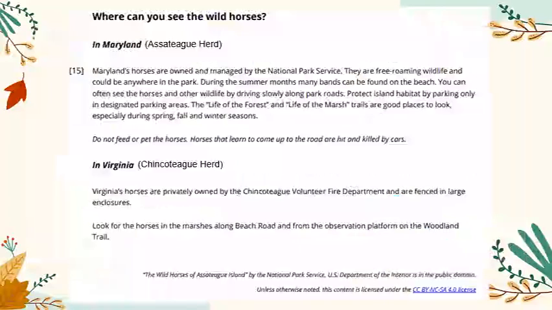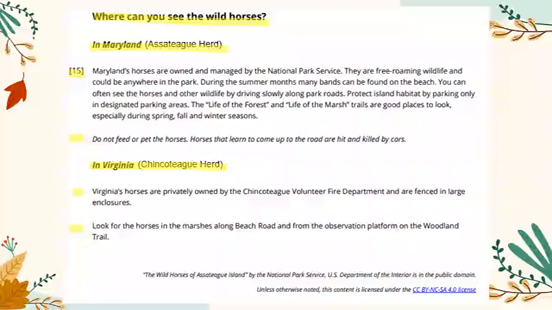All right, on this page, let's go ahead and start with our highlighter. The heading here says, where can you see the wild horses? And we have subheadings. In Maryland, we have the Assateague herd, and in Virginia, the Chincoteague herd. We do have numbered paragraphs. Of course, there's 15. That tells me this is 16 and 17 and 18. And I don't see any vocabulary noted at the bottom of the page. So I'm going to shift back over to my pen.